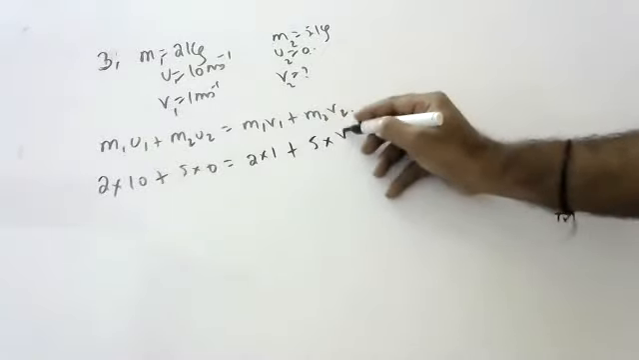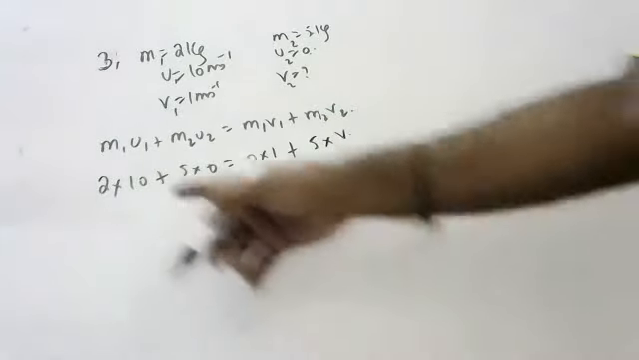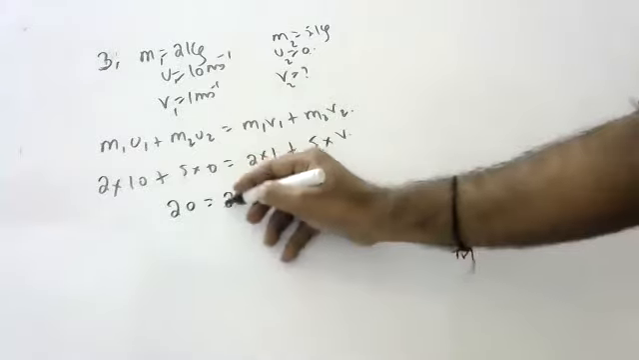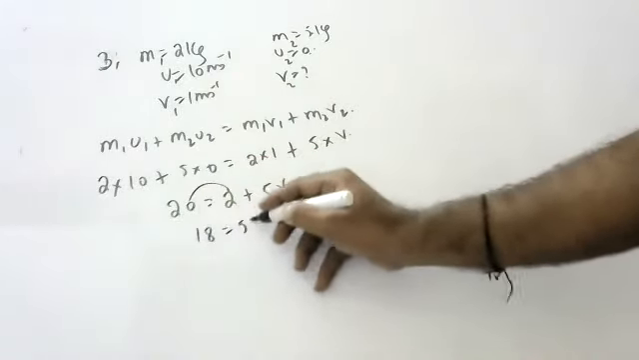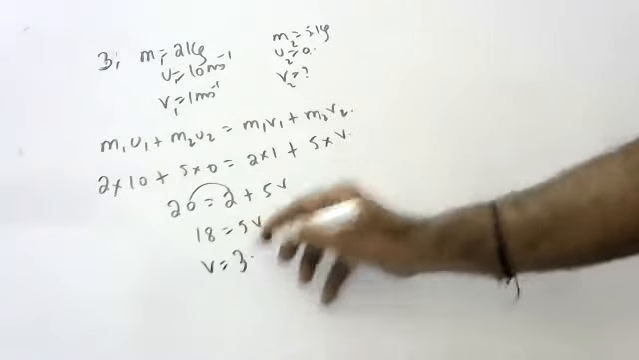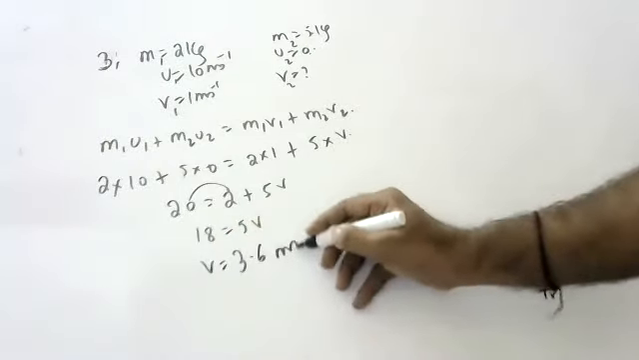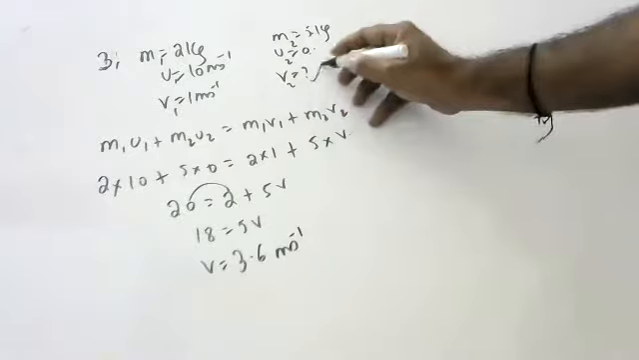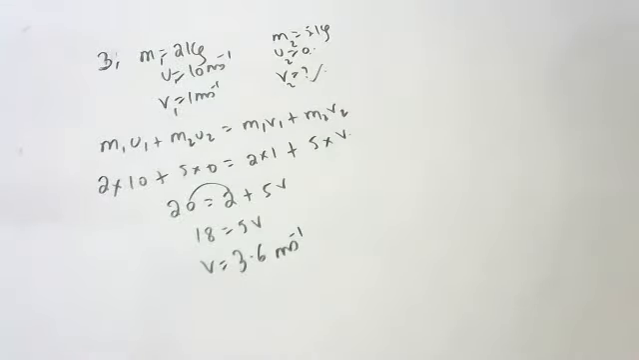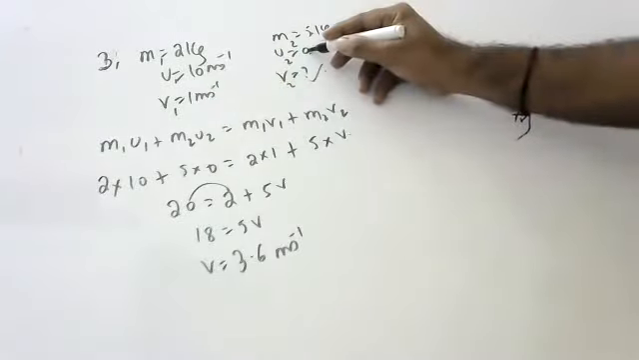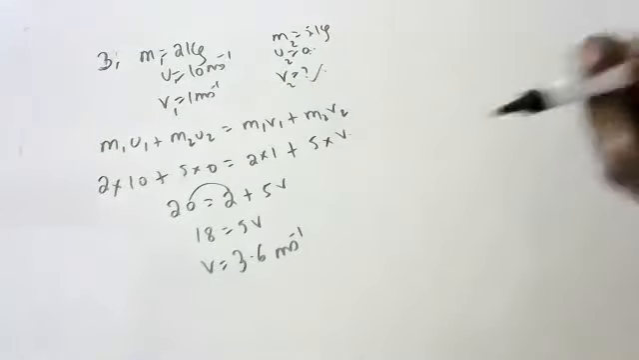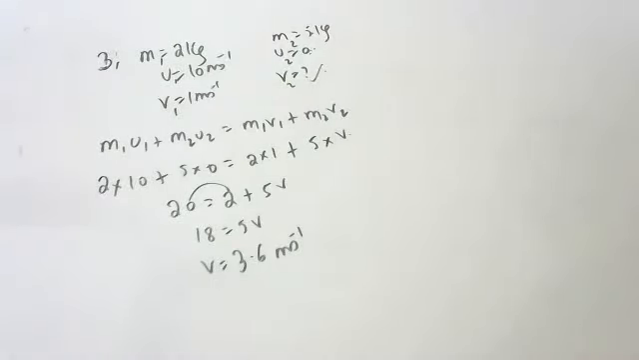You have to find the velocity of the second body after the collision. 20 is equal to 2 plus 5V. 18 is equal to 5V. V is equal to 3.6 meters per second, the velocity of the second body, which was initially at rest. After being hit by this body, even though it was at 0, it has become 3.6 meters per second. You can check, children.